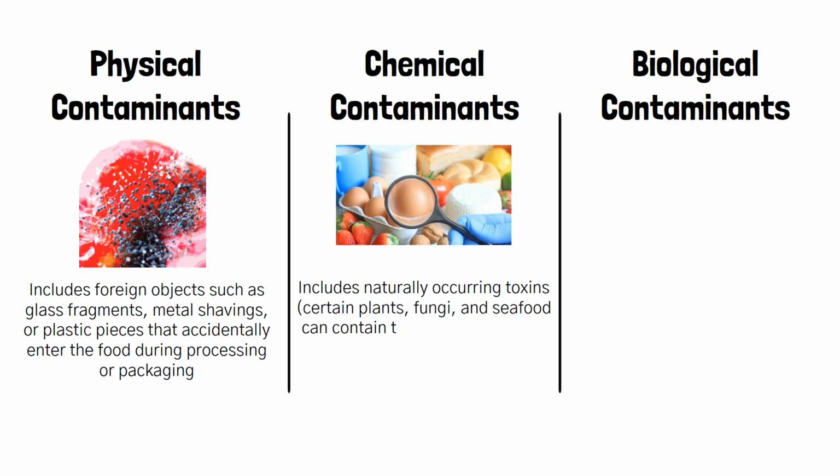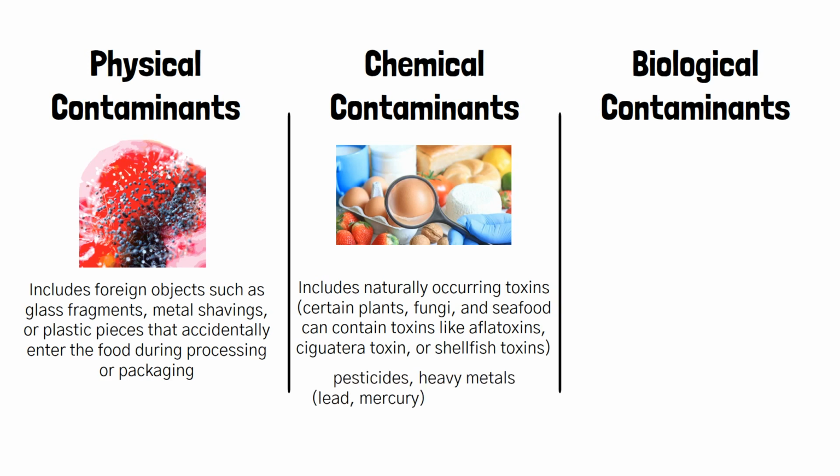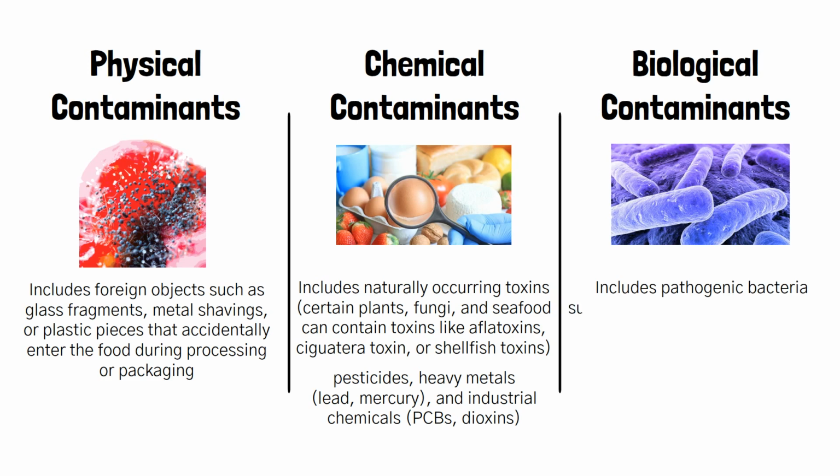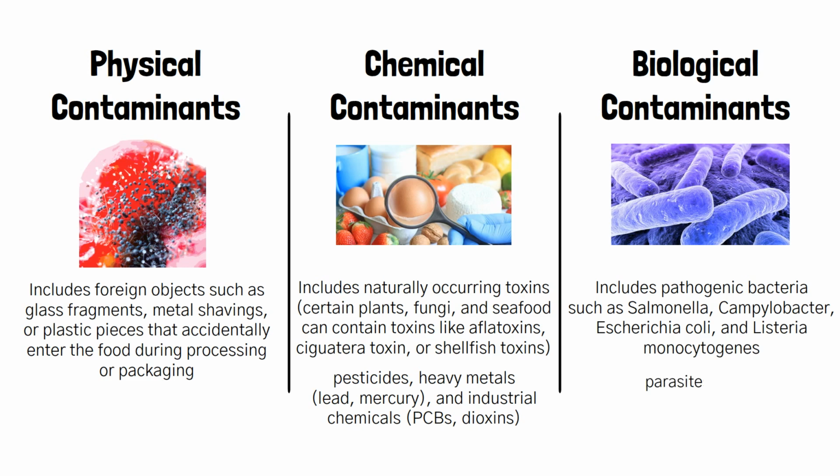Certain plants, fungi, and seafood can contain toxins like aflatoxins, ciguatera toxin or shellfish toxins, and environmental contaminants such as pesticides, heavy metals, lead, mercury, and industrial chemicals, PCBs, dioxins. Biological contaminants include pathogenic bacteria such as Salmonella, Campylobacter, Escherichia coli, and Listeria monocytogenes. Also includes viruses such as norovirus, hepatitis A, and rotavirus. Further, parasites such as Cryptosporidium and Trichinella can also cause foodborne illnesses.